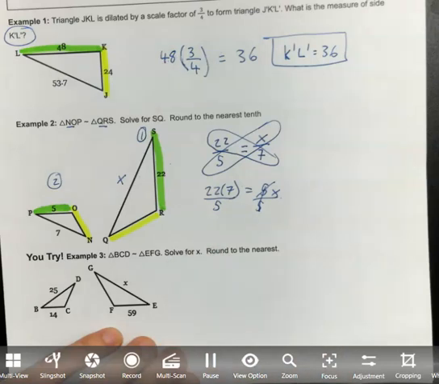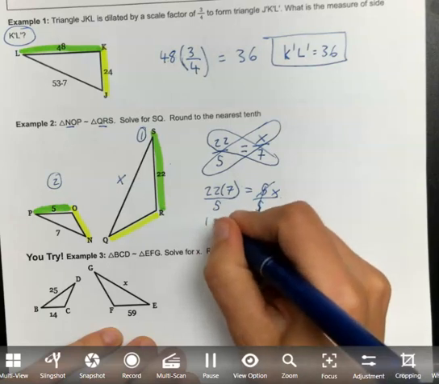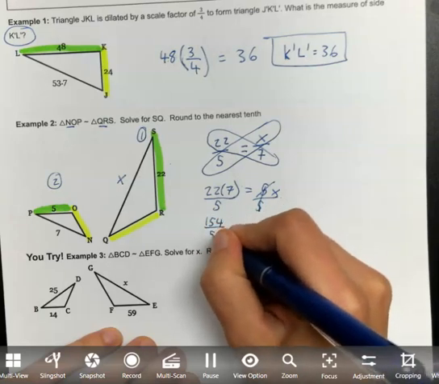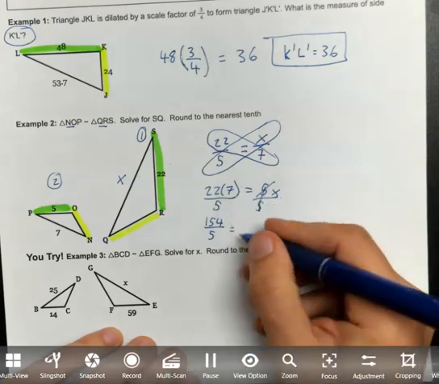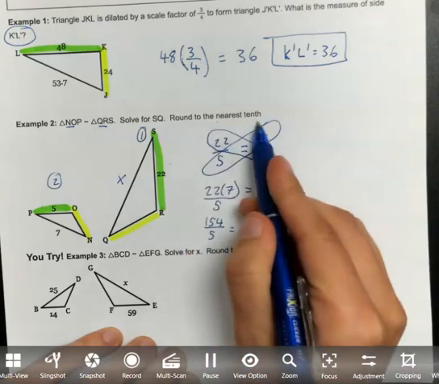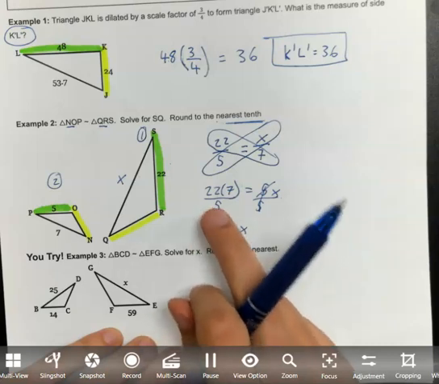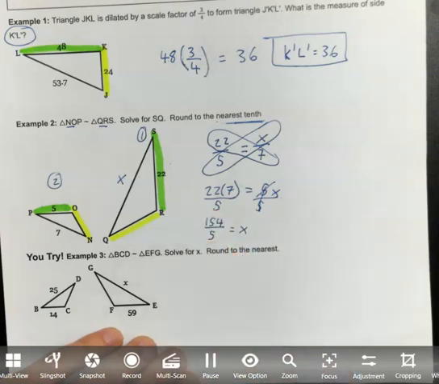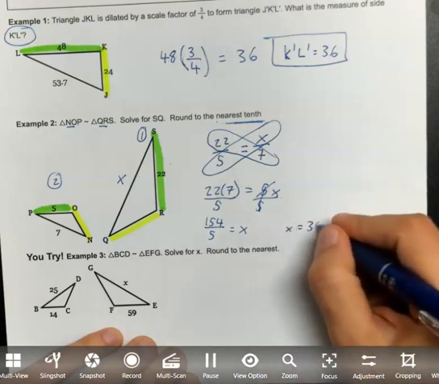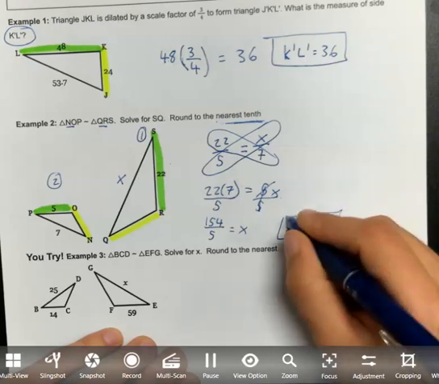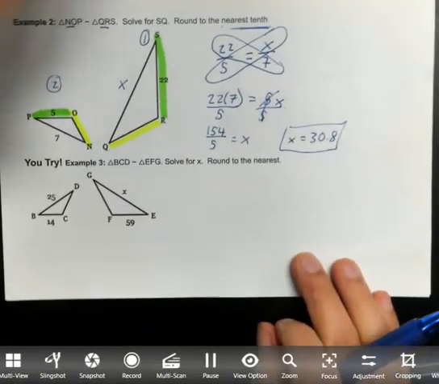When I put that in my calculator, it gives 154 divided by 5. I can keep it as a fraction like that, but my answer specifically tells me to round to the nearest tenth. So I have to tell my calculator I want a decimal answer, and we get x equals 30.8. This was converted to a decimal. All right, moving on. Try it again.